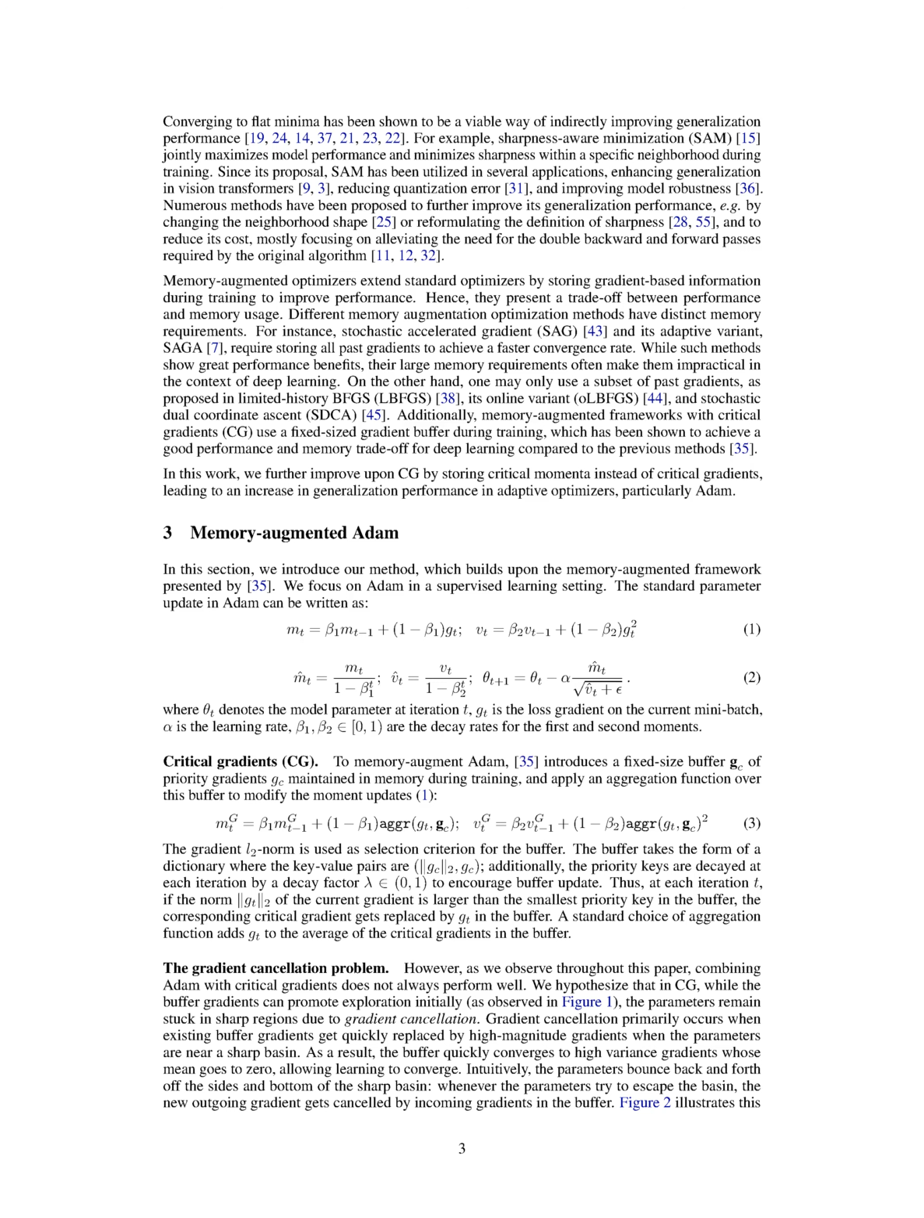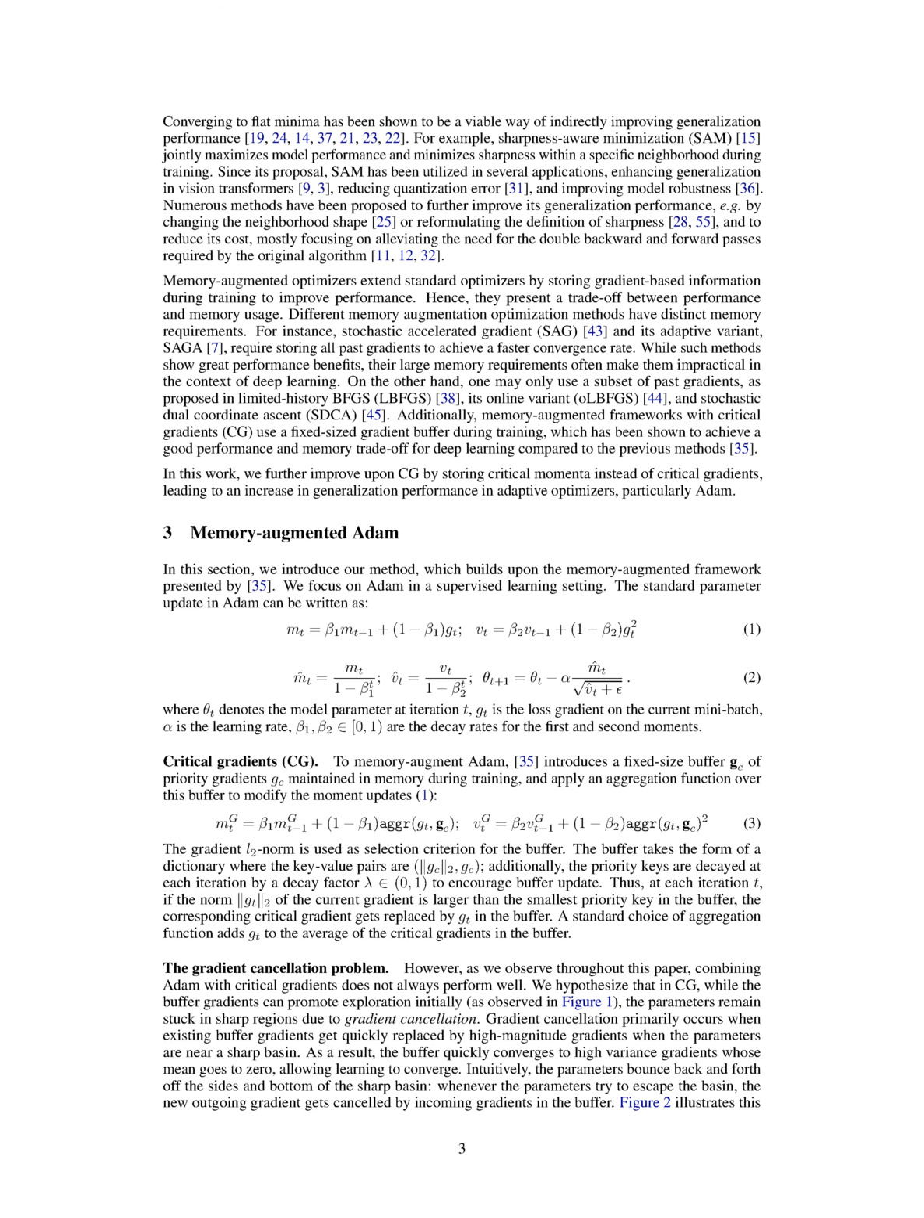Efforts have also been made to reduce its cost, primarily by reducing the need for the double backward and forward passes required by the original algorithm. Memory-augmented optimizers, which store gradient-based information during training to enhance performance, represent a balance between performance and memory usage. Different memory augmentation optimization methods have different memory requirements.